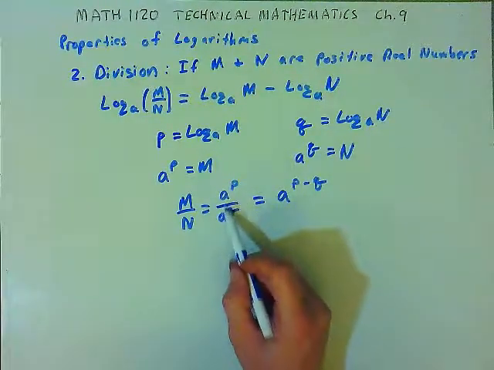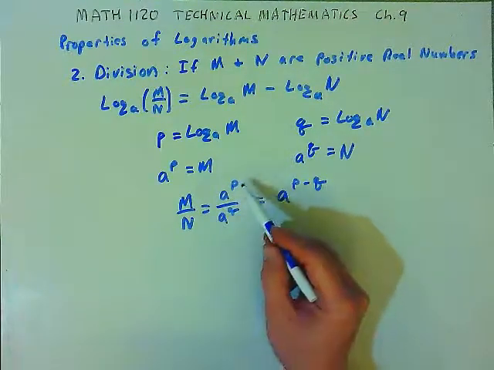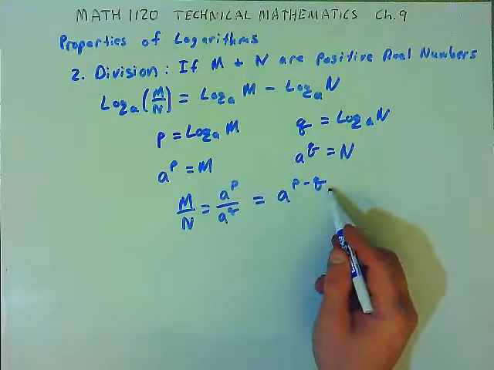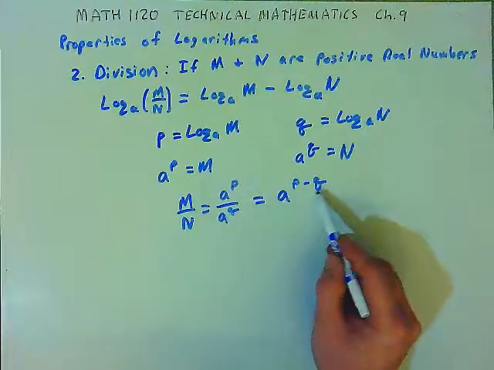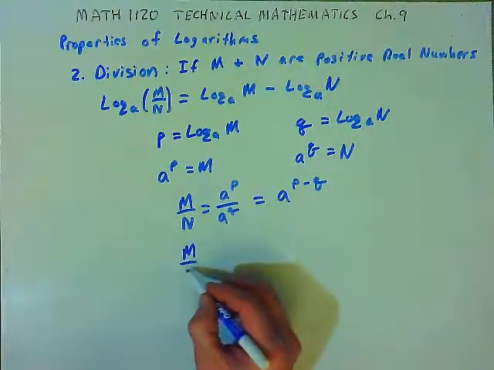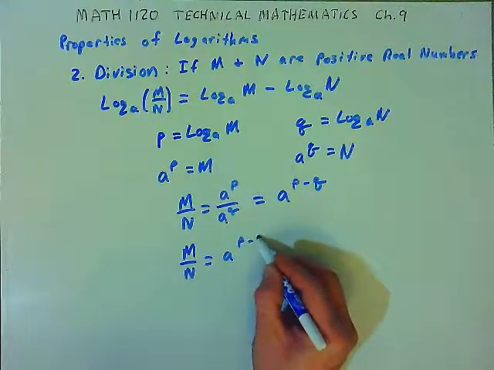Right, so anytime I have two powers, they have the same base, which is a, and I'm dividing them, that's the same thing as a to the p minus q, right? And again, it's numerator minus denominator. The order here is important. And so that says that m over n is equal to a to the p minus q power.